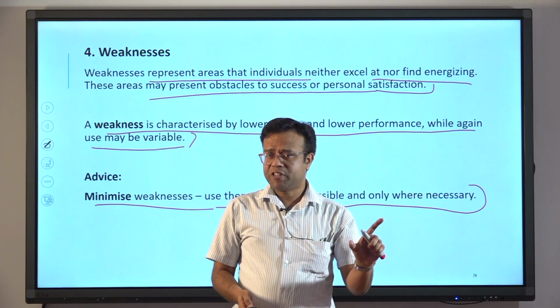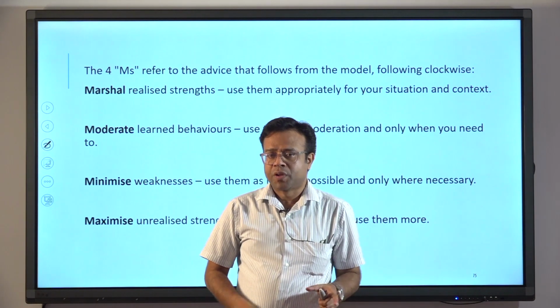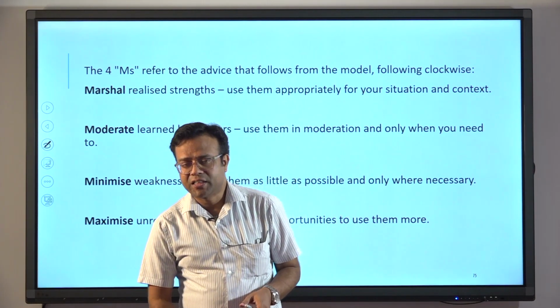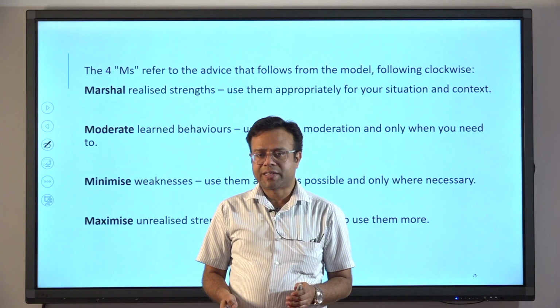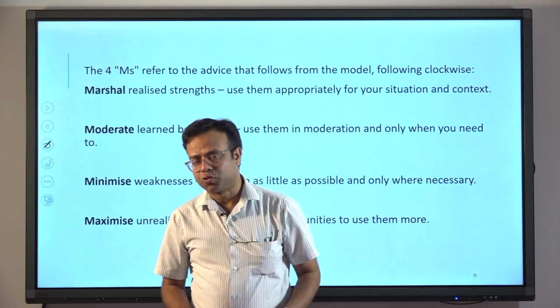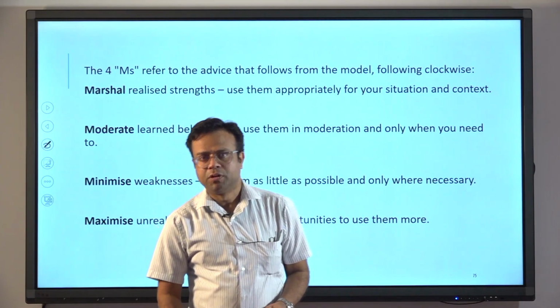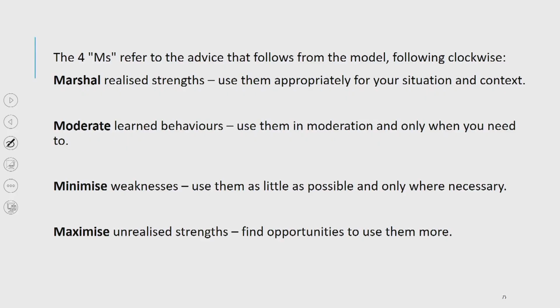So these are the 4 categories which are discussed in this model. Now this model has another part called 4M. If you see, the name of the model is the Realise2 4M model. So what is this 4M? 4M are basically the advice that we talked about for each of these categories, because these all start with M. So this 4M refers to the advice that follows from this model. All this advice starts with M, so therefore these are called the 4M's.